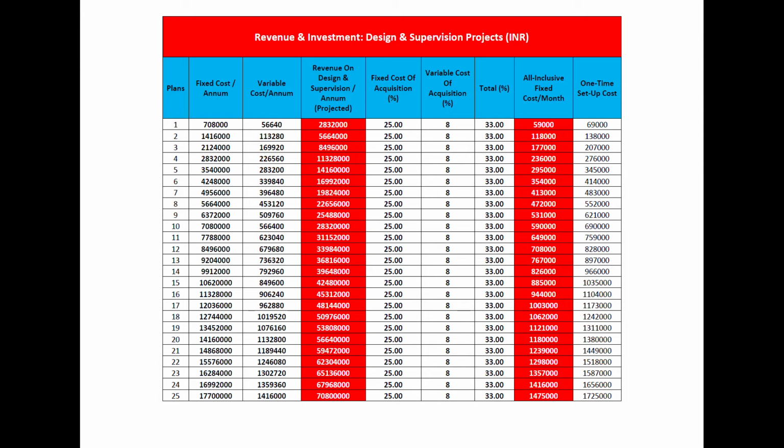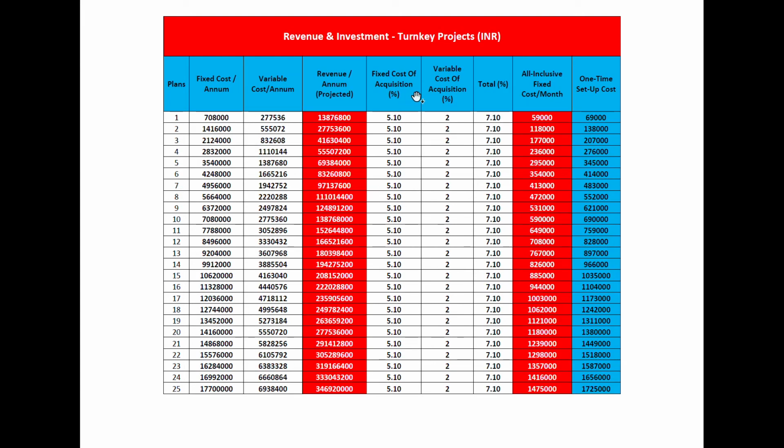So prior to our telephonic discussion, it will be highly recommendable that you decide the ideal plan for design and supervision and the turnkey projects prior to a discussion. So it would be ideal probably, the best way to target would be to look at a turnover which is slightly higher, about 50% higher than your current turnover.